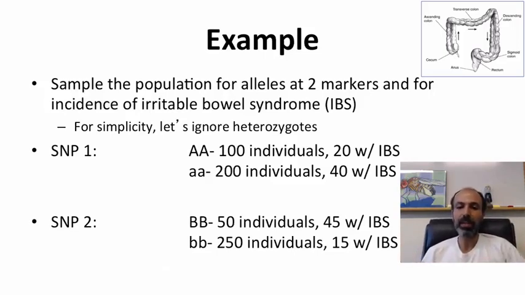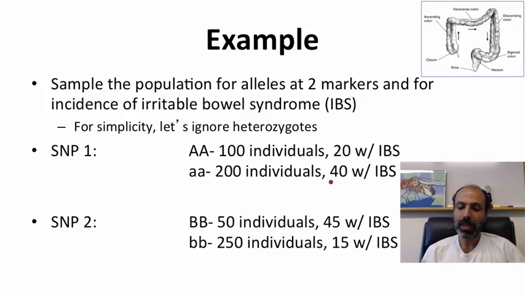So we'll just go with big A and little a. Okay? So for big A individuals, you look at 100 individuals, and 20 of them have IBS. For little a, you have 200 individuals, and 40 have IBS. Is there an association between genotype and phenotype?